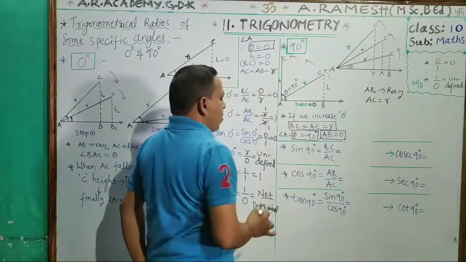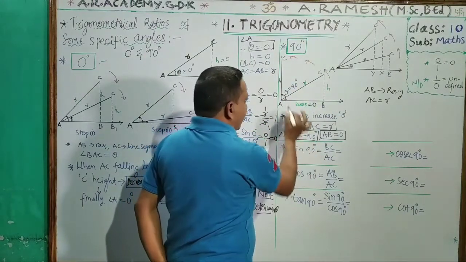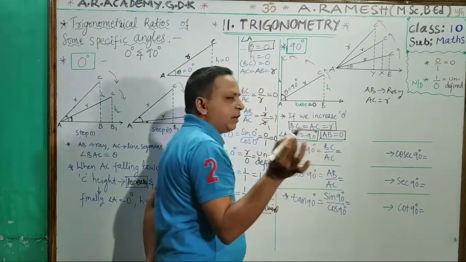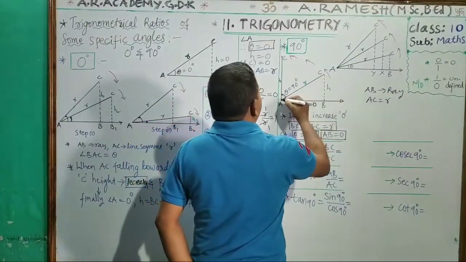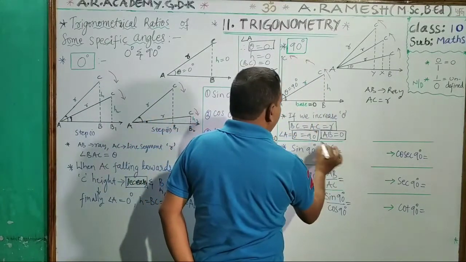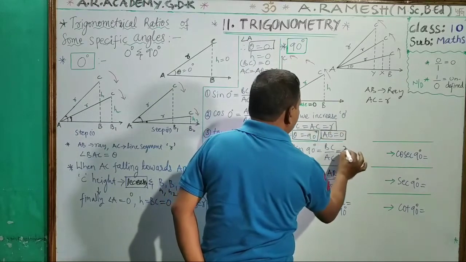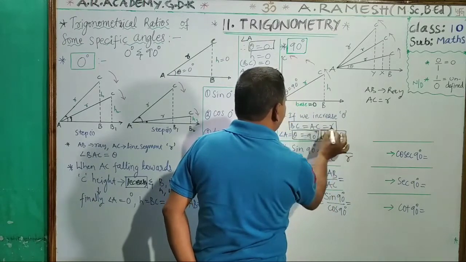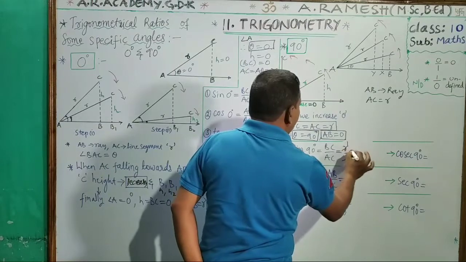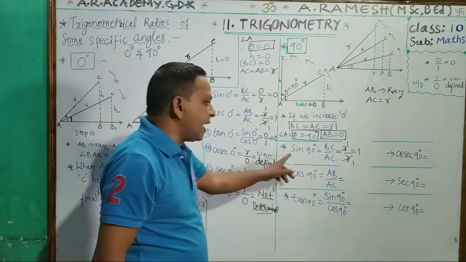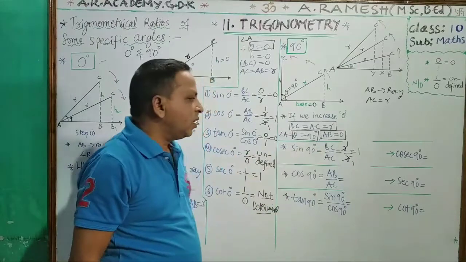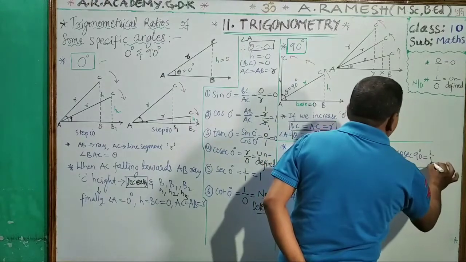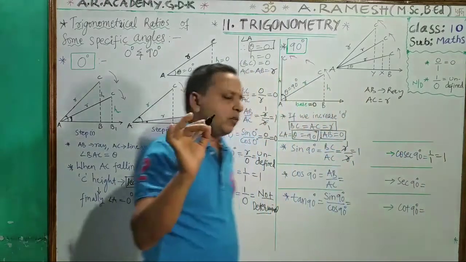Here it is 90 degrees. So sin 90: sin theta means opposite side by hypotenuse, BC by AC. Here BC is equal to R and AC is also equal to R. So R by R is 1. Sin 90 is 1, so its reciprocal cosec 90 is 1 by 1, which is also 1.